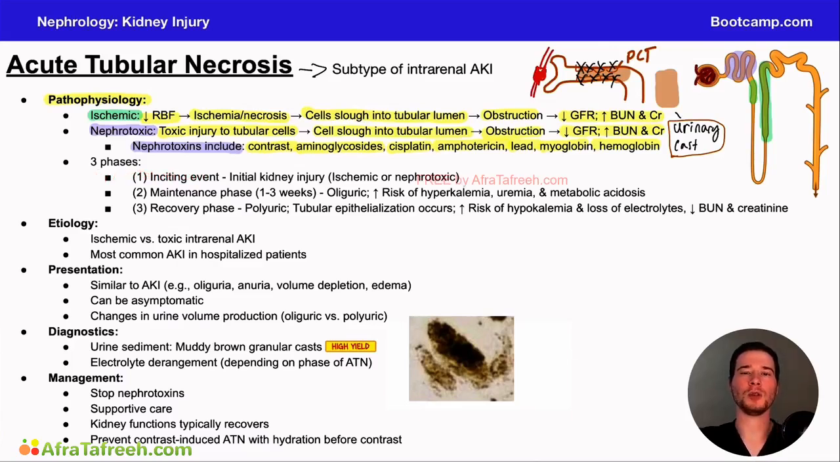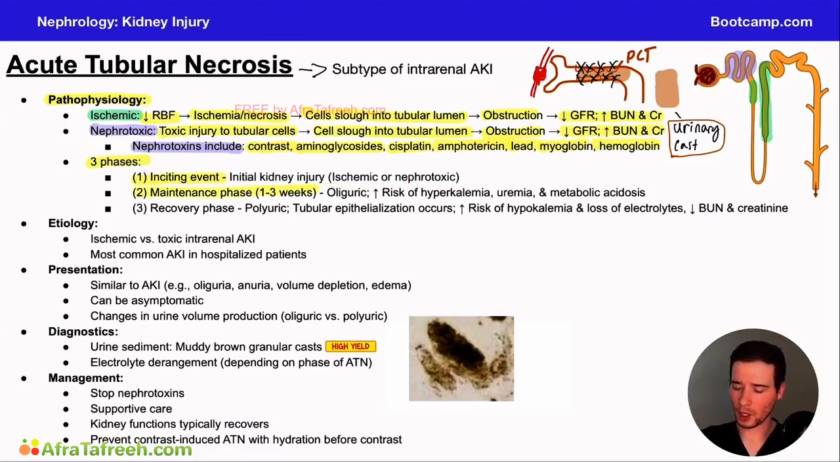And when we talk about acute tubular necrosis, we talk about a few different phases that patients go through when they experience this condition. So we'll break it up into three phases here. The first phase is going to be an inciting event. So this is our initial kidney injury. We said the two primary ways this is going to happen is either through an ischemic injury or a nephrotoxic injury. So either of these can occur and create an inciting event for the kidney to be damaged. After this inciting event occurs, we undergo the maintenance phase, which usually lasts for 1 to 3 weeks.